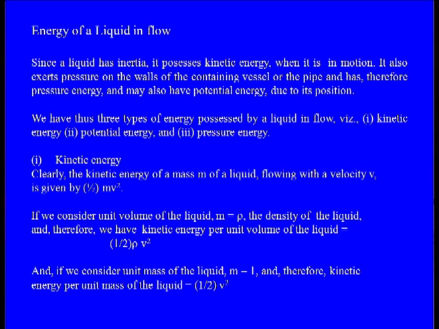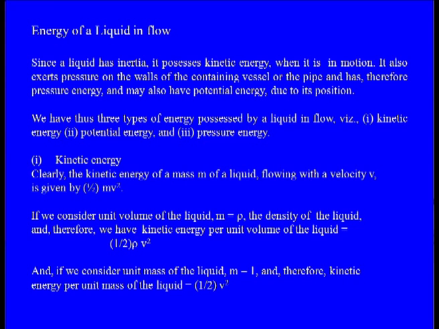Clearly, the kinetic energy of a mass m of a liquid flowing with a velocity v is given by half m v square. If we consider unit volume of the liquid, in that case m equal to rho, the density of the liquid, and therefore the kinetic energy per unit volume of the liquid is half rho v square. If you consider unit mass of the liquid, putting m equal to 1, the kinetic energy per unit mass of the liquid will be simply half v square.